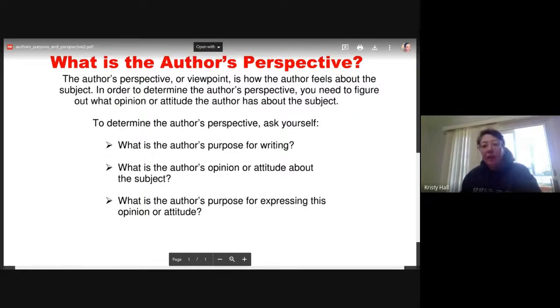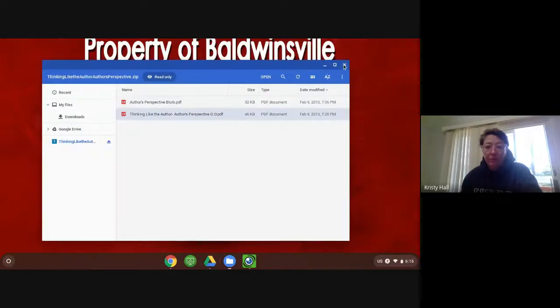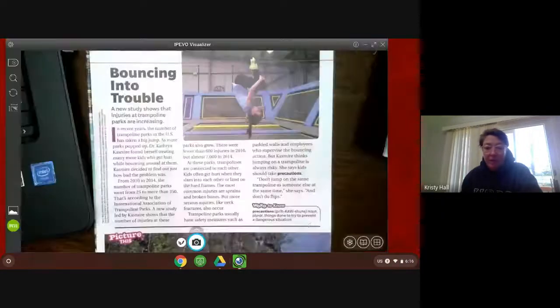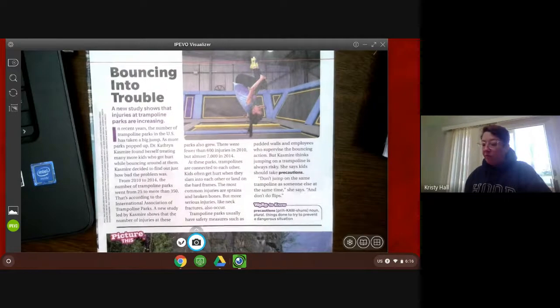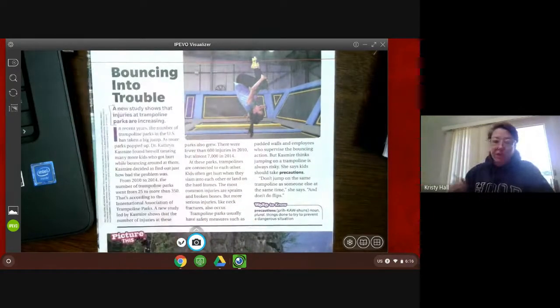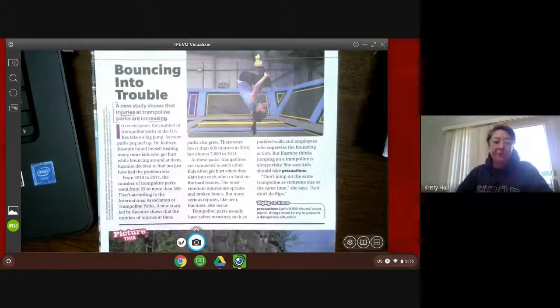So to figure out what an author's perspective is, we need to think about what information they give us in the articles. So authors will use quotes and facts and stories to try to get their point across. So we're going to read this article called Bouncing into Trouble. A new study shows that injuries at trampoline parks are increasing. So already I know from this section that we're going to be talking about injuries and that they are increasing.